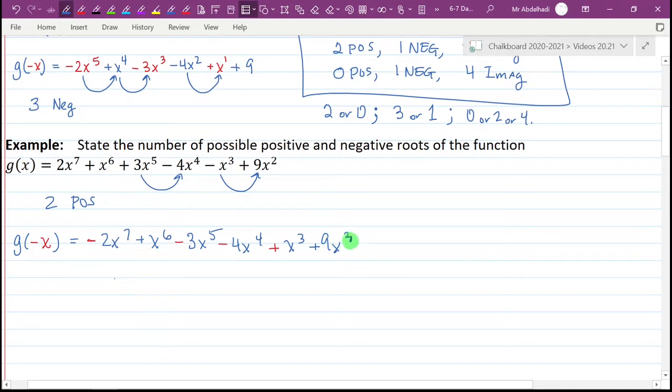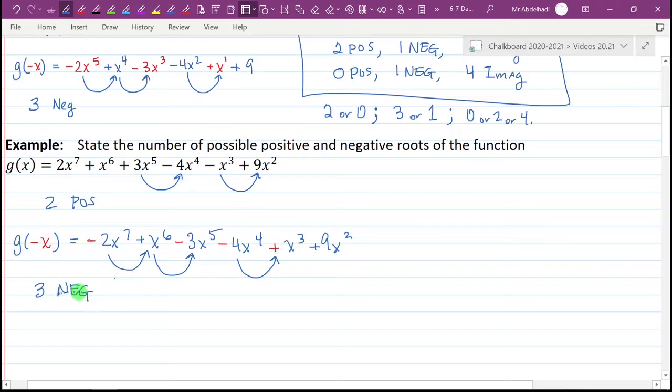And now that we've flipped all the signs on the odd powers, we can do our Descartes again. This is a negative going to a positive, that's one sign change. This is a positive going to a negative, that's another sign change. This is the same, so no sign change there. From negative to positive, another sign change, and that's it. So 3 negatives, okay? But this is a 7th power function.